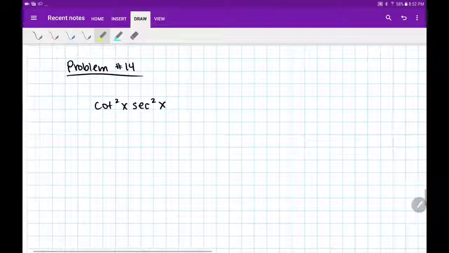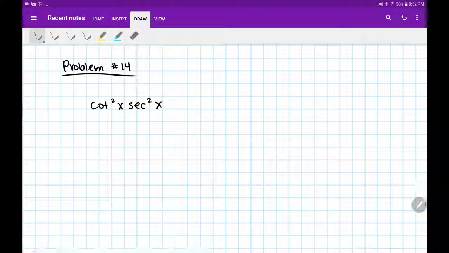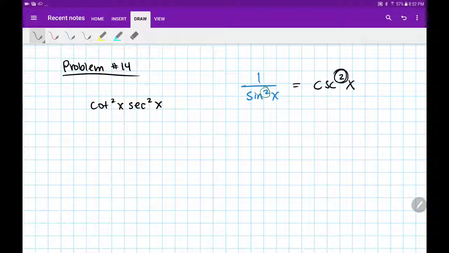Okay, last problem. So now we have cotangent squared over secant squared. This is the only thing you really need to know to answer this question. If I have something like 1 over sine squared x, and this has a squared, my answer should also have a squared. So 1 over sine squared would be equal to cosecant squared x. You can't forget the squared.